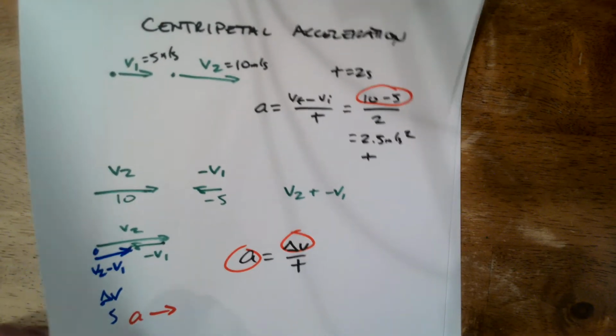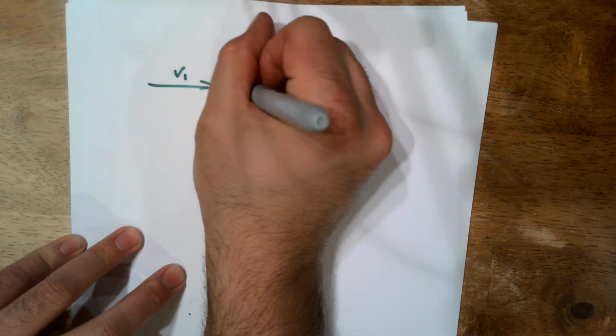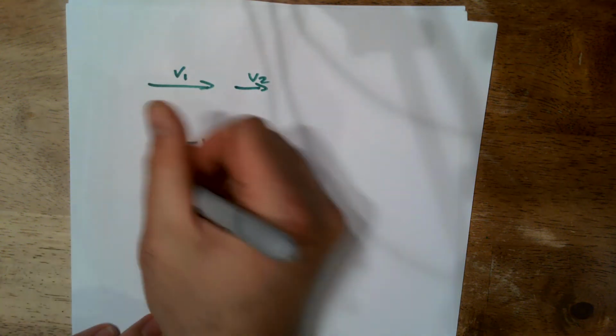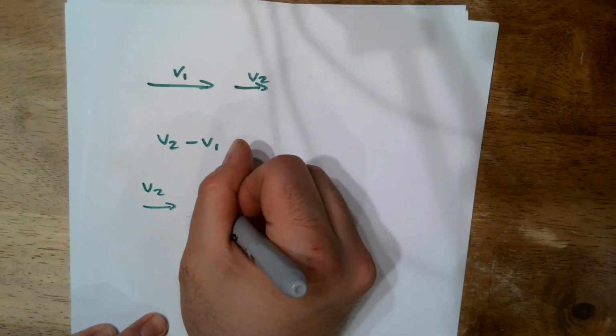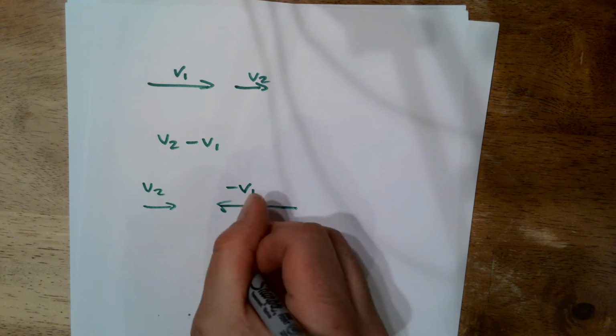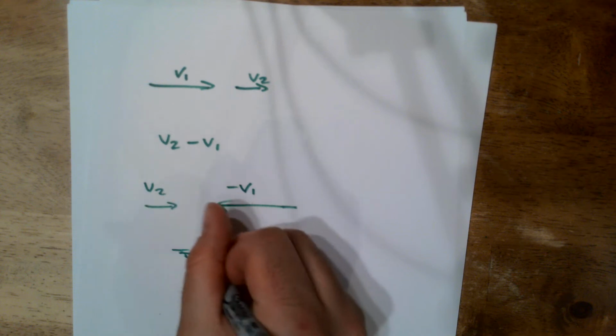Now I can just show you maybe another example of doing that in one dimension. If we had something possibly slowing down, it's initially going this speed, then it's going this speed. So if I wanted to do v2 minus v1, well, we're going to draw v2 as it is. v1, the opposite of that, would be drawn to this length and pointed that way. And then we draw them one after another. I start out, I draw v2, and then I'm going to add it to negative v1. That's how we do vector subtraction.